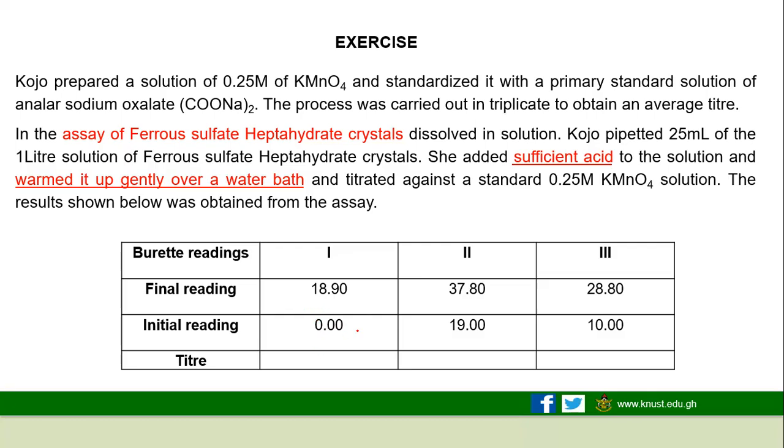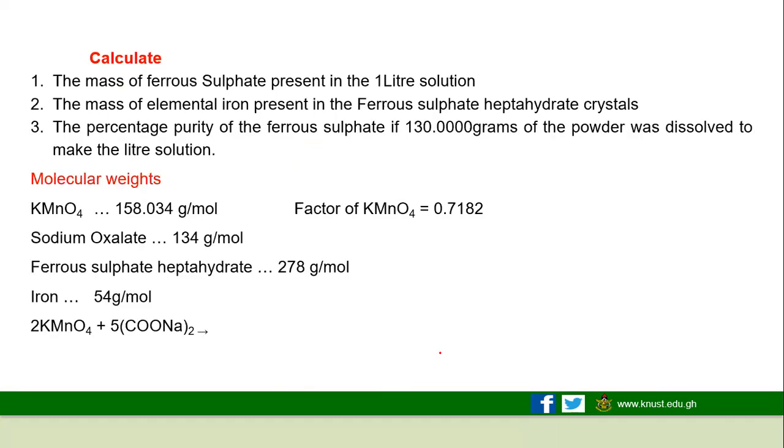Now we can find the titer at each level. So this is 18.90. Let me check it on my calculator. So this is 18.8. And this is also 18.80. So we can find your average titer. Right, let's go through. We'll see the average titer in the solution. Now, these are the questions.